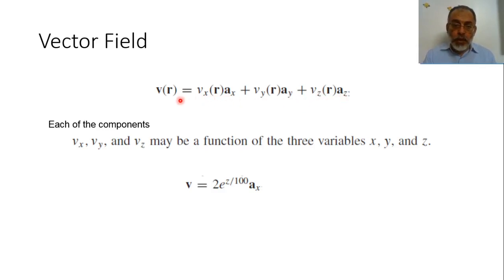As an example, assume that V is 2 multiplied by e to the power z over 100 in the direction of x. So in this case, the value of Vx is 2 multiplied by e to the power z over 100. It is a function of z only, but it is in the direction of x. That's what we mean by vector field.